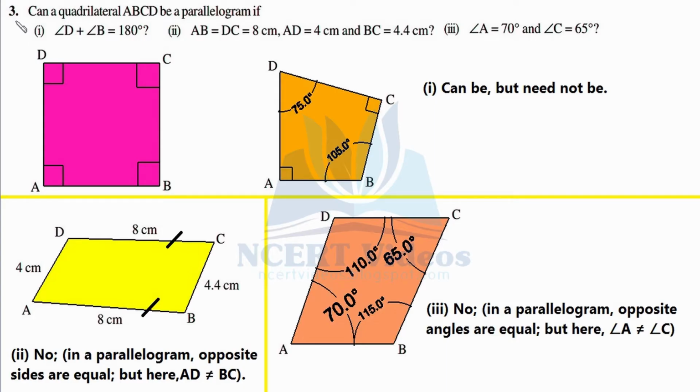Mathematics Class 8th, Chapter 3rd, Understanding Quadrilaterals. Question number 3rd. Can a quadrilateral ABCD be a parallelogram if? So we are given three conditions, 1, 2 and 3, and we need to find if these conditions are given to us, are we able to construct a quadrilateral whose name is given to us as ABCD?